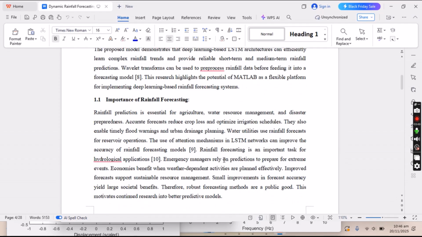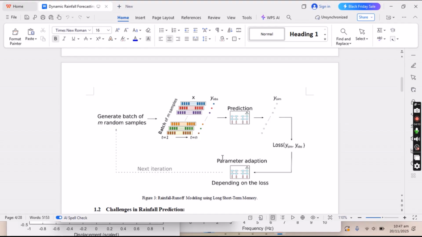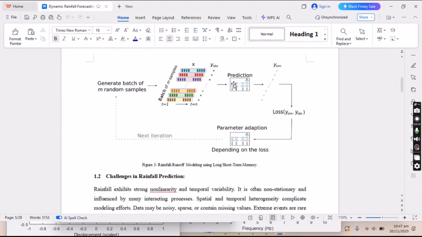Here is the importance of rainfall forecasting. We can cover the water utilities' uses of rainfall forecasting for reservoir operations, and the use of attention mechanism in long short-term networks can also improve the accuracy of rainfall forecasting models. These are the rainfall runoff modeling using long short-term memory. This is a prediction where we generate a batch of m random value samples, then the prediction, and then the parameter adaptation and loss as well.